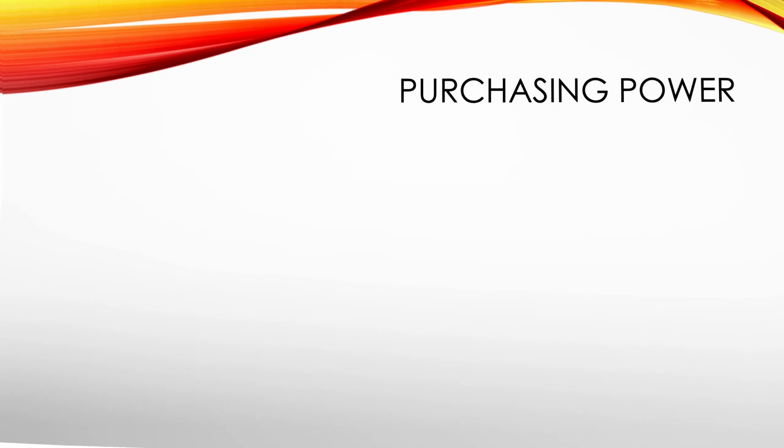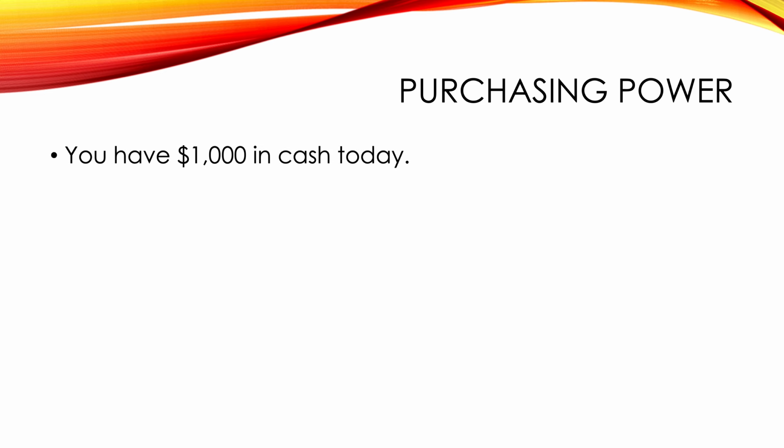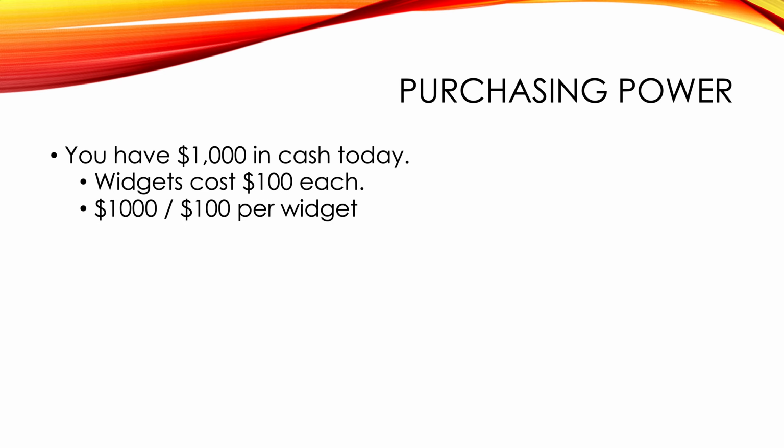Now let's look at the effect that that has on one's purchasing power. So imagine you have $1,000 in cash today. And as we know, widgets cost $100 each. Well, how many widgets could you buy? Easy enough. You have $1,000 and they cost 100 each. So 1,000 divided by 100 means you could buy 10 widgets today.